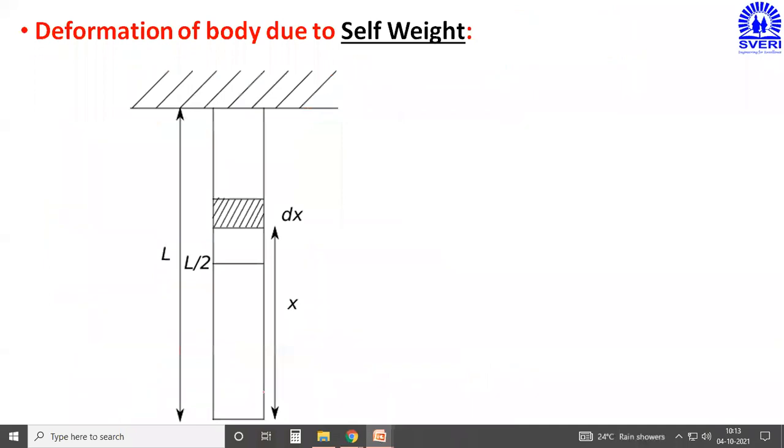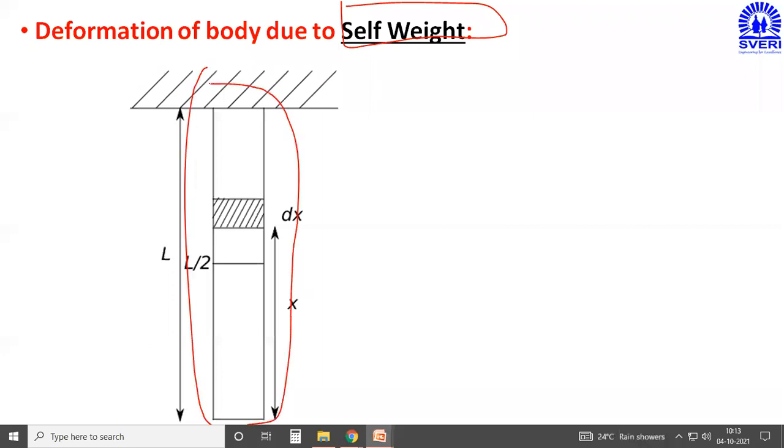Then we have another deformation formula, that is deformation of body due to self weight. So what is meant by the self weight? If any body is in hanging position, what is meant by the hanging position? Now here again you can consider one more rod. So this is the rod, and it is fixed at the top side. So this particular top hatching line represents the fixed position, but at the bottom side, the rod is not fixed. It is totally free. Means I can say that this particular rod is in hanging position.